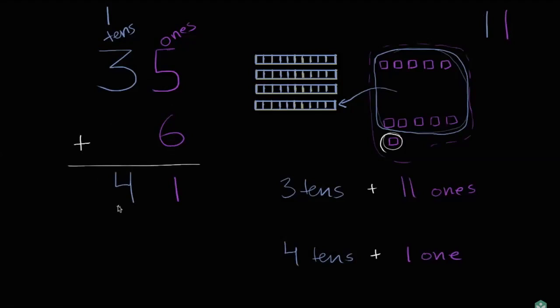But I really want you to appreciate what's going on. You're not just blindly saying, oh, 5 plus 6 is 11, so I'm going to write the one of the ones here and write the one in the tens place here. You're doing it because you're regrouping that group of 10. You're saying, hey, I could take 10 of these ones and turn them into a new group of 10, and that would just leave me one in the ones place. I've just turned all the other ones into a new group of 10.